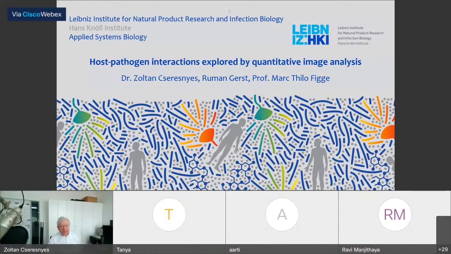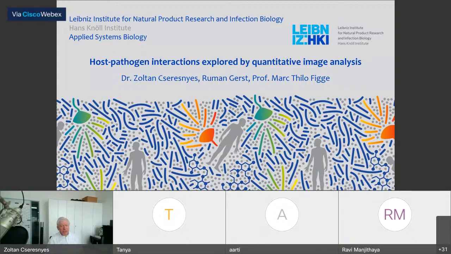The work group, as Professor Figge mentioned, consists of image analysts and image-based modelers. I am an image analyst with some experience in modeling, but today I will only talk about the image analysis part. Near the end, I will introduce a novel fully graphical or visual image analysis toolkit, which we will then teach in detail in the afternoon together with Ruman, mostly relying on Ruman's experience there.